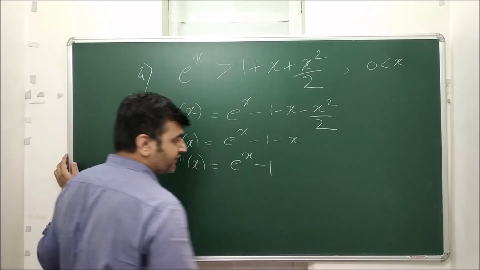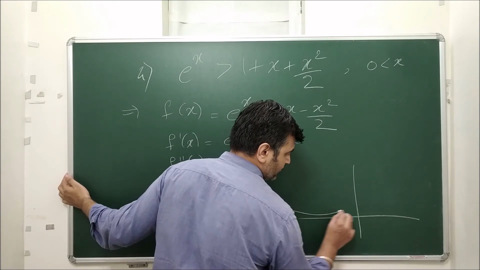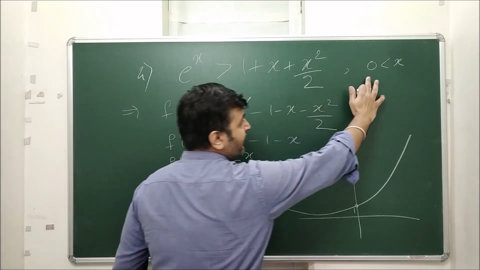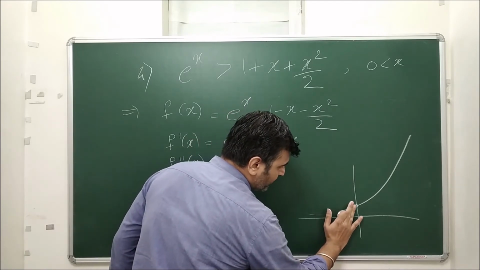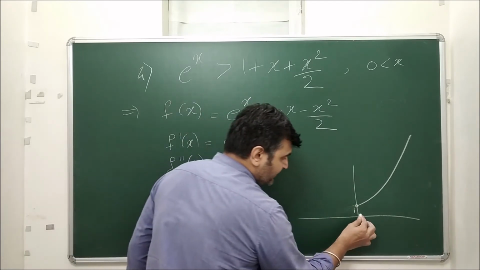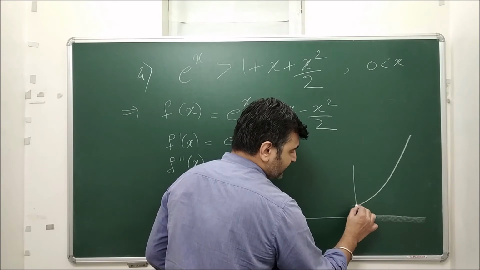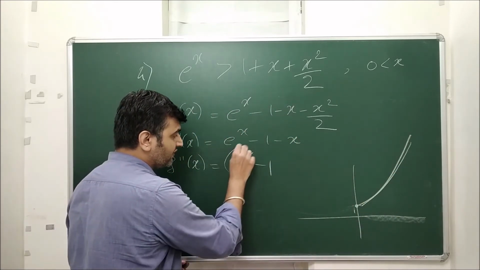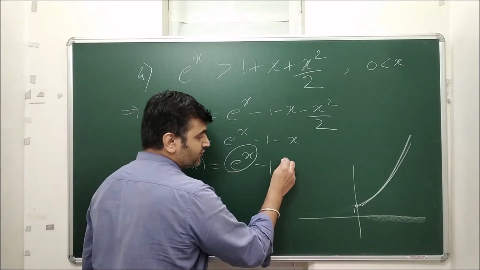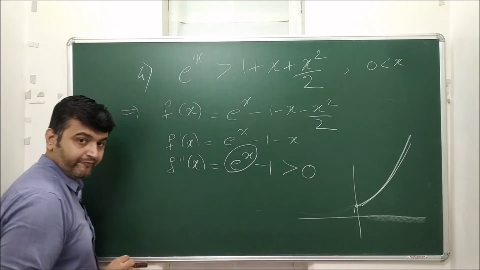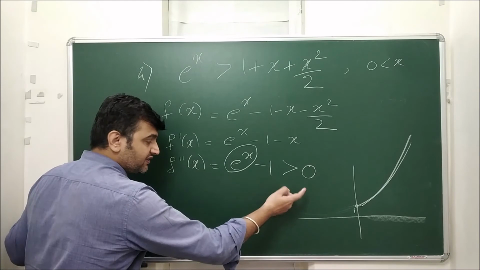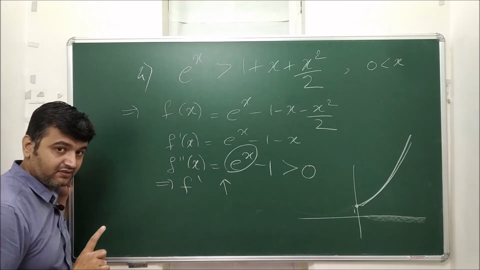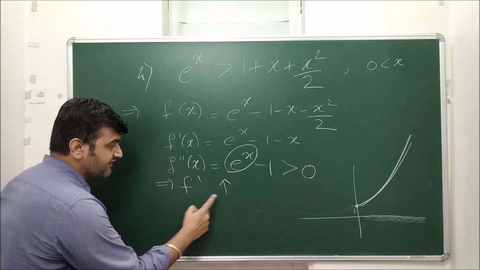See, what is the graph of e raised to x? It passes through 1. But it is given to me that x is positive, so I am not interested in the negative part. So for x positive, my e raised to x is always bigger than 1, strictly bigger than 1. Therefore this is always bigger than 0. So f double dash is positive, this means what? Your f dash is increasing, correct?